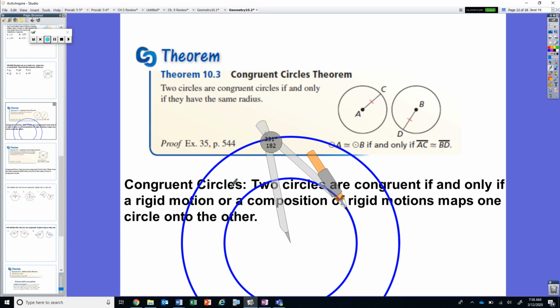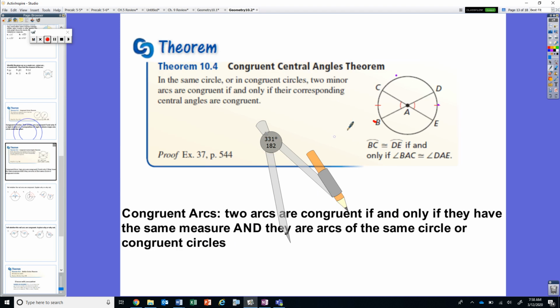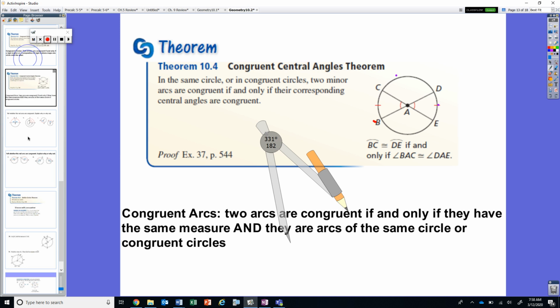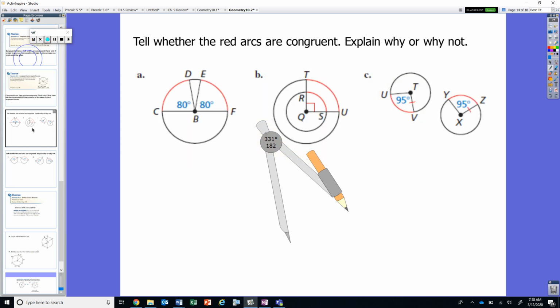So let's recap. Congruent radii create congruent circles, okay? Congruent central angles create corresponding congruent arcs, okay? So let's take a look here at a couple of examples of how we can utilize this to do a little bit more of application. So let's go ahead and take a look at a couple of examples.